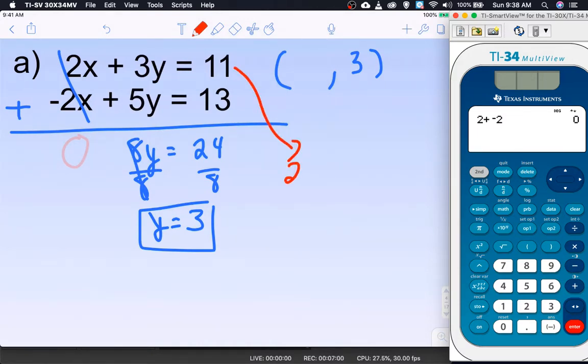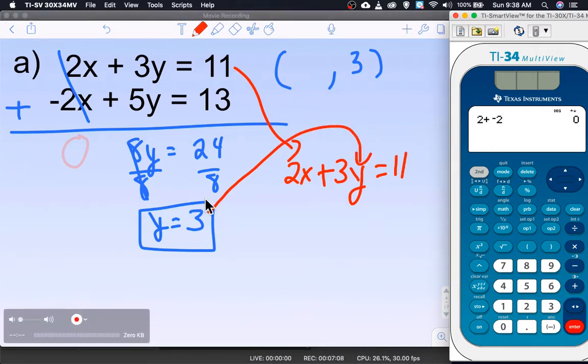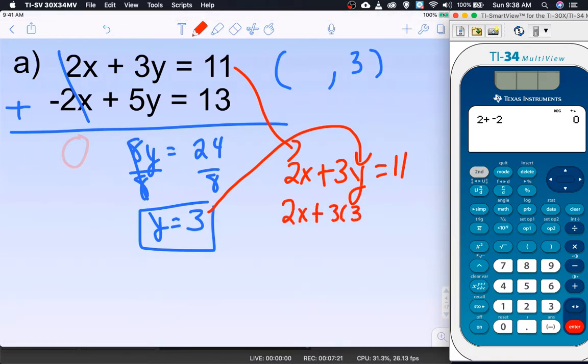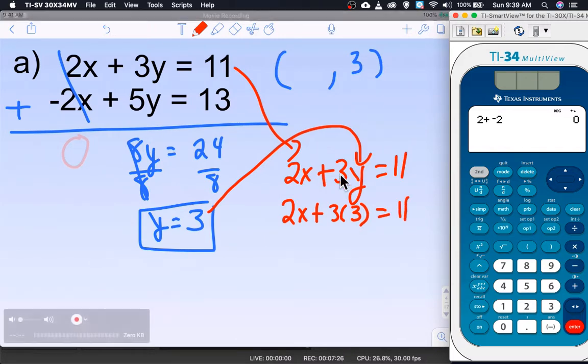So I'm going to write down the equation first, just to make sure we're clear on exactly what's happening. Now, I'm going to plug in 3 for y, because we've just learned that the y value is 3. That's what all this told us. Y is 3. So if I plug in a 3 here, my new equation looks like this: 2x plus 3 times 3. And that's an equation we can solve. I can find x here. I can multiply this together and get 9.